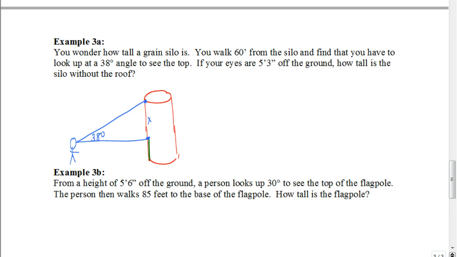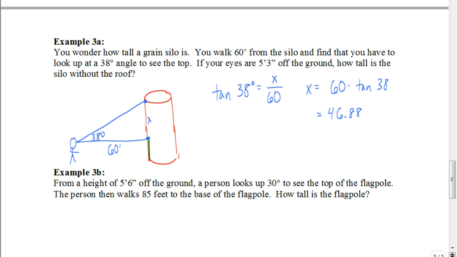So let's first figure out what our value for x would be. We know that we're standing 60 feet away from that silo. So using this information, we would use the tangent of the angle. So the tangent of 38 degrees equals x over 60. To figure out what x equals, we're going to take 60 times the tangent of 38 degrees. And when you do that on your calculator, you get 46.88 feet, or 46.9 feet.